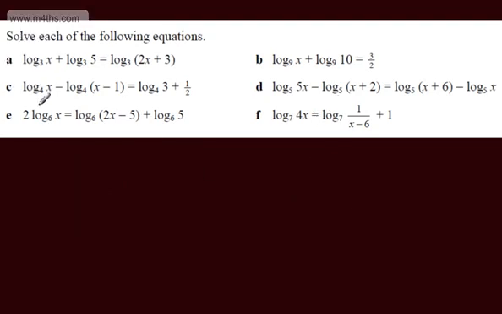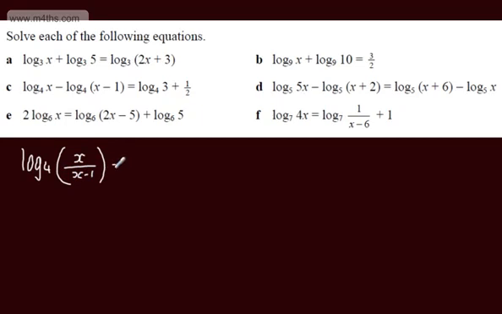Log to the base 4 of x minus log to the base 4 of the quantity x minus 1 is equal to log to the base 4 of 3 plus log to the base 4 of 2. We've got a range of different choices with this particular equation. So the first way I'm going to do that is now write this. On the left hand side, I've got a difference of logs, so I can write this as a quotient. Log to the base 4 of x over x minus 1.